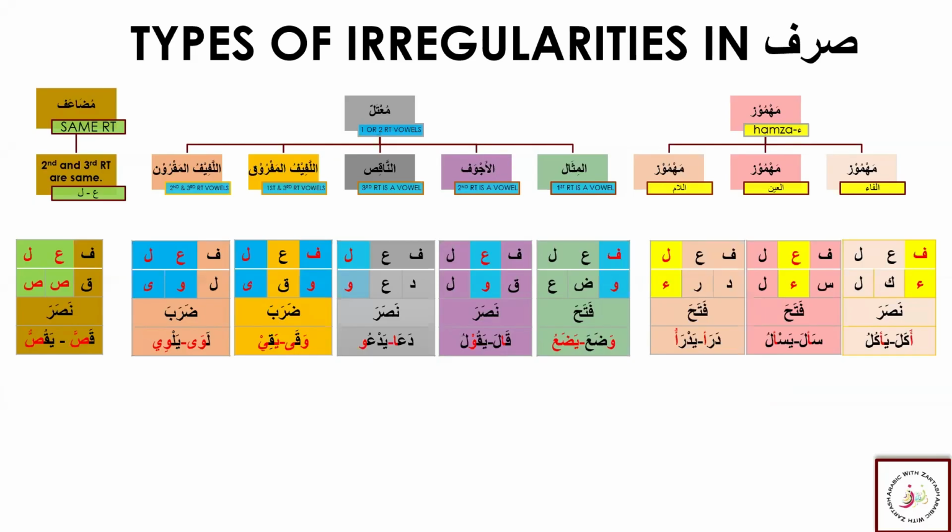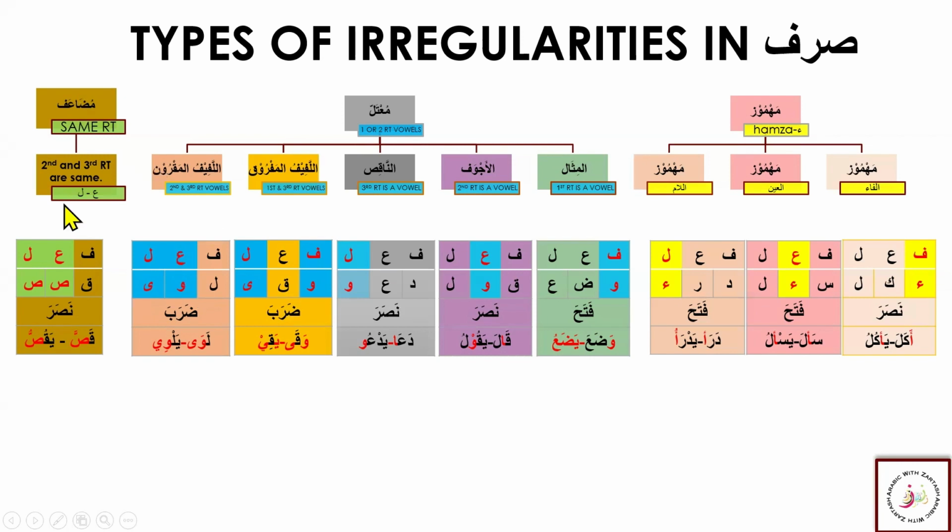Mu'tal has two types. When one of the root letters is the harf illa, then it can be misal, it can be ajwaf, and it can be naqis. And then we have the other type when there are two harf illa in the root letters. One is called lafif mafruq when the fa and the lam kalima are the harf illa. And then we have lafif makroon when the ain and the lam kalima are the harf illa.